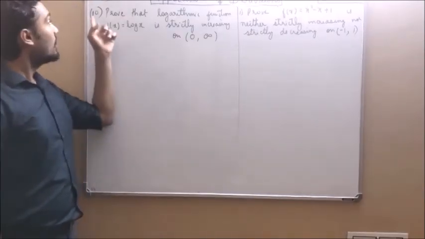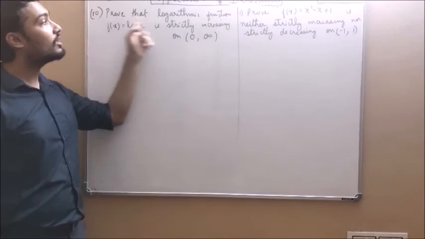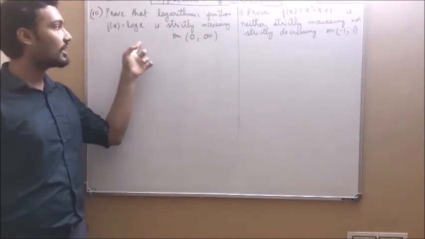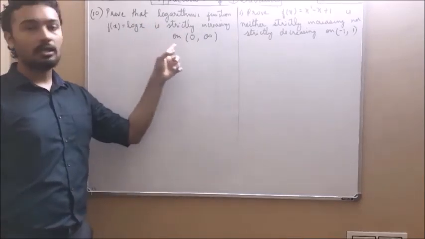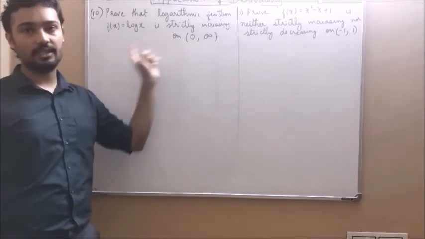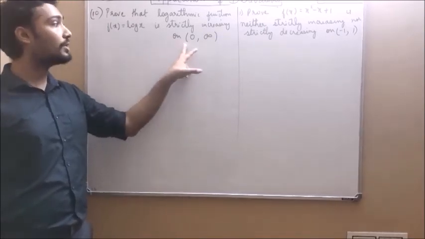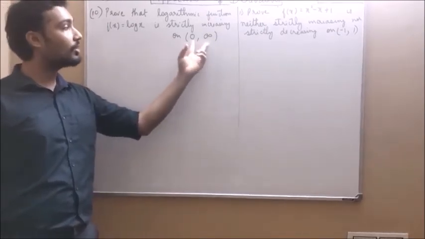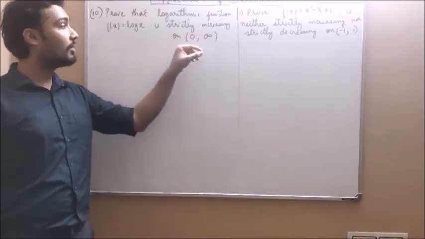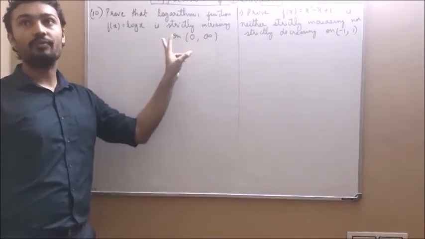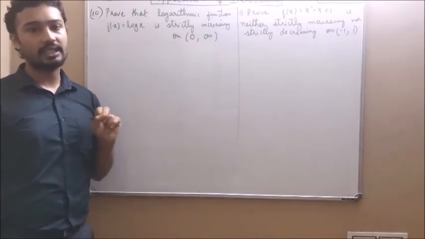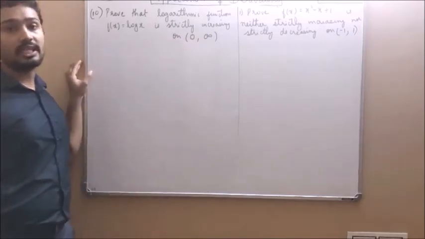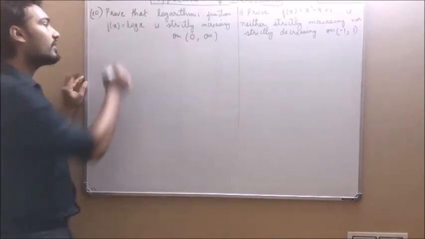Continuing. Exercise 6.10 question. Prove that the logarithmic function f of x equal log x is strictly increasing on the open interval 0 to infinity. Now remember, when you are talking about the open interval, you are considering all the points in between these two numbers but not the end points. So we are not including 0 and we are not including infinity.